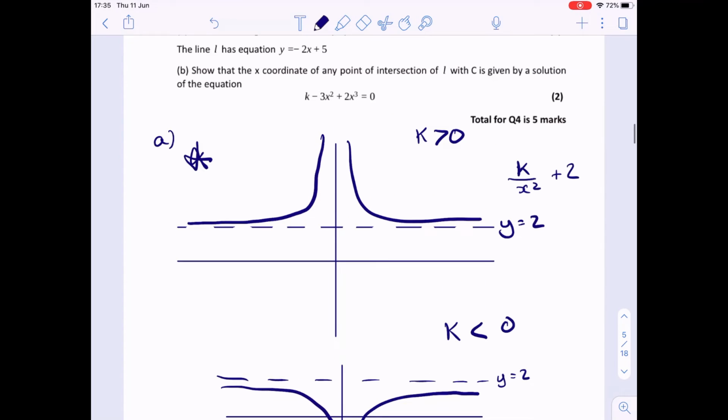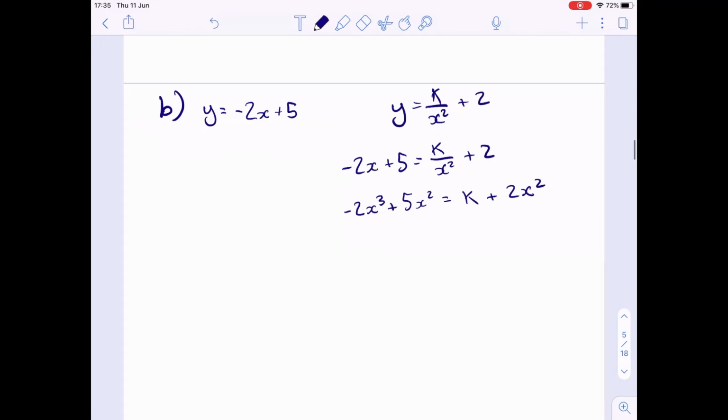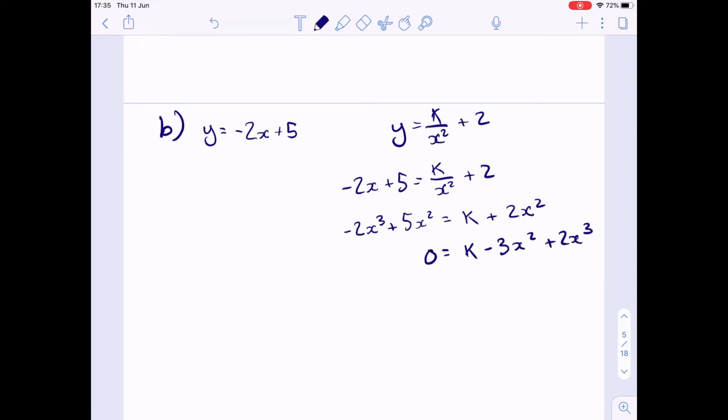And now I can start thinking about what my end game is. Well, I want k to be positive. So let's bring everything over to the right hand side. So I could say 0 equals k. I'd need to take away 5x squared, so this would now become minus 3x squared. And if I add 2x cubed to both sides, we end up with the equation that we're after.